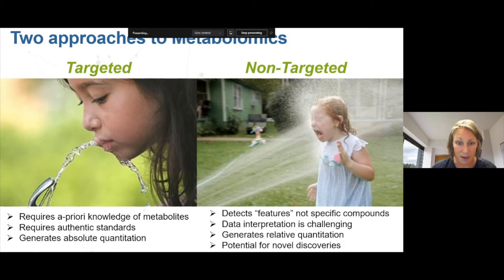In this type of experiment, we don't have a predefined set of targets. In fact, we are pretty blind to what we are detecting. We're not necessarily detecting specific compounds. We detect peaks or fragments of these compounds, not specific compounds. This creates some significant challenges in data interpretation that we're going to talk about. But the big reason that we do this non-targeted approach is that there is the potential for novel discoveries. If we just keep focusing on all the things that we already know are important, then how are we ever going to discover anything new? Most of what I'm going to be talking about, all of what I'm going to be talking about for the rest of the presentation, is focused on this concept of metabolomics as an untargeted or non-targeted approach.